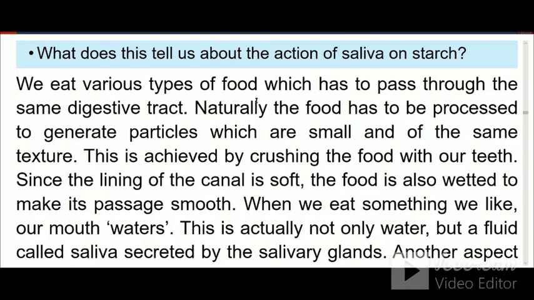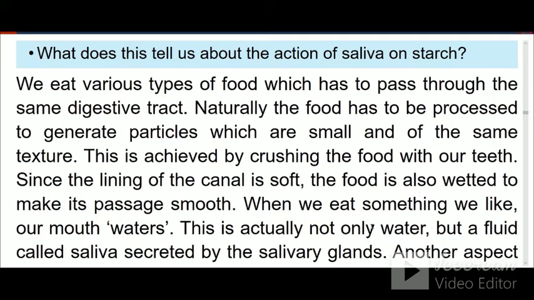We eat various types of food which have to pass through the same digestive tract. Naturally, the food has to be processed to generate particles which are small and of the same texture. This is achieved by crushing the food with our teeth. So the teeth do two things. It makes the food particles small enough to be swallowed by us. And the second thing, it also mixes saliva in it while crushing. Since the lining of the canal is soft, the food is also wetted to make its passage smooth.